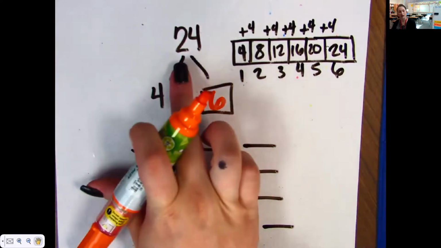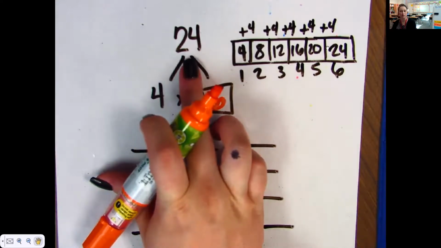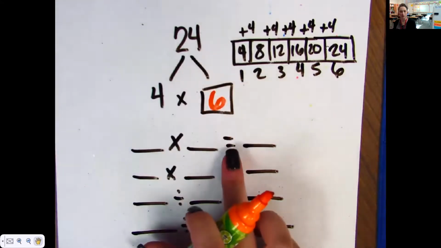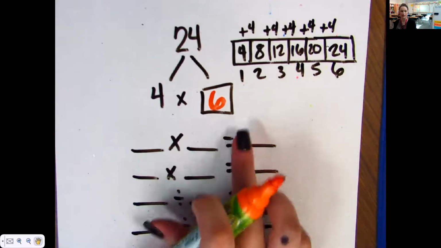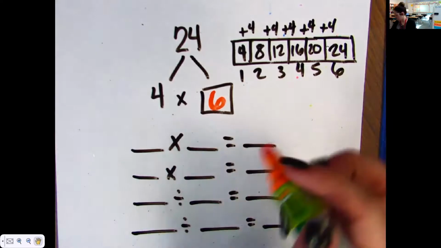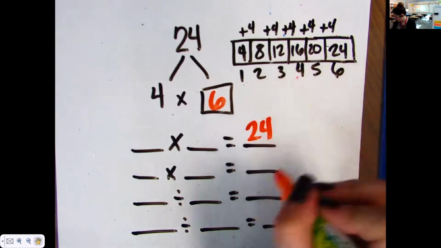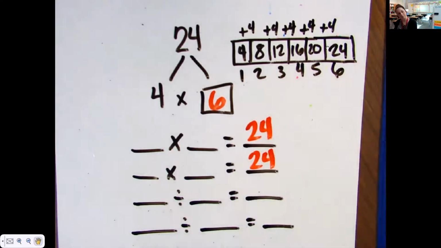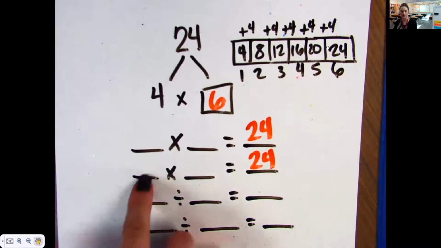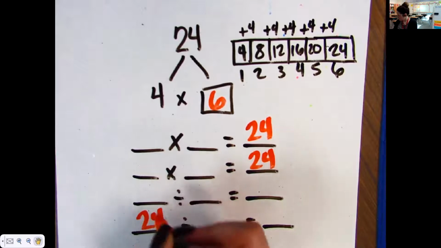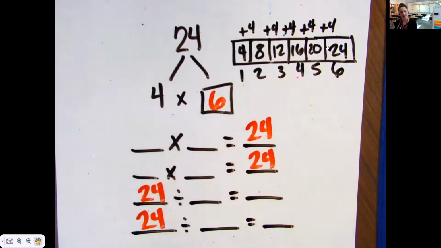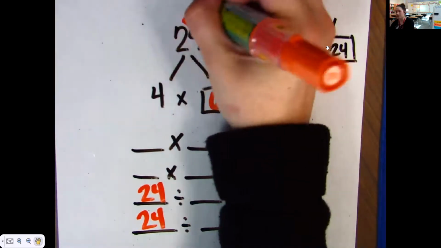So then I'm going to start with my biggest number and fill in my 24. Well, remember on our multiplication, I see these are multiplication. Well, I know 24 is going to go at the end because it's the biggest number and it's my product. So I'm going to put 24, 24. Then I see my division, my missing numbers at the beginning. Well, those have to be 24 because the biggest number goes at the front. So then I'm going to check, 24 is done.